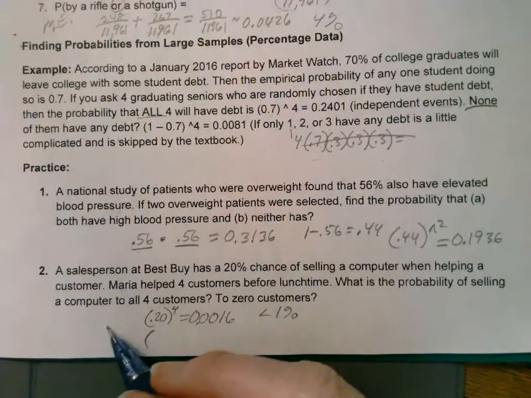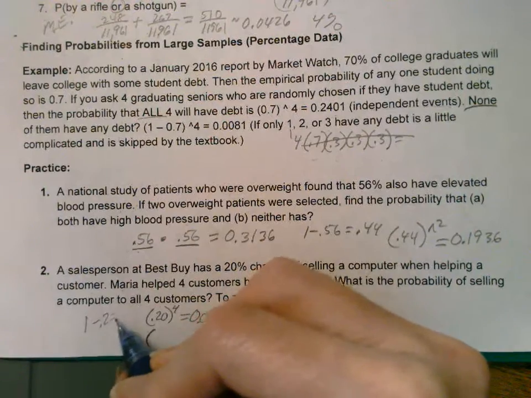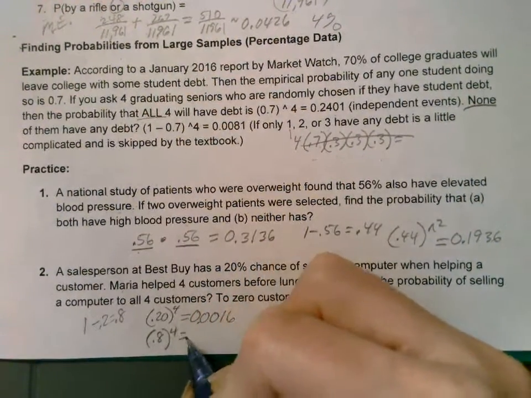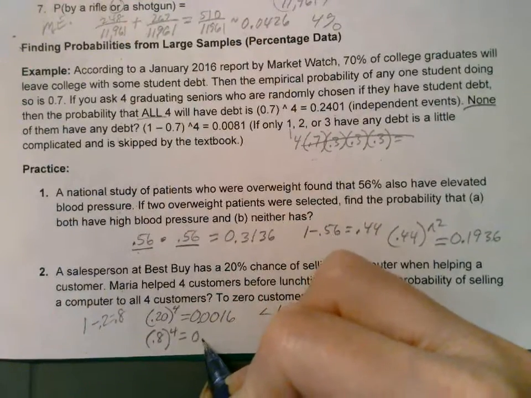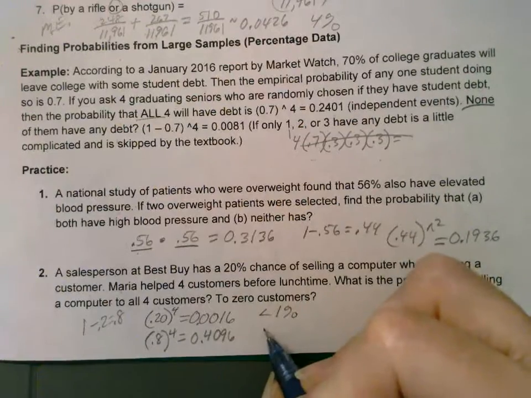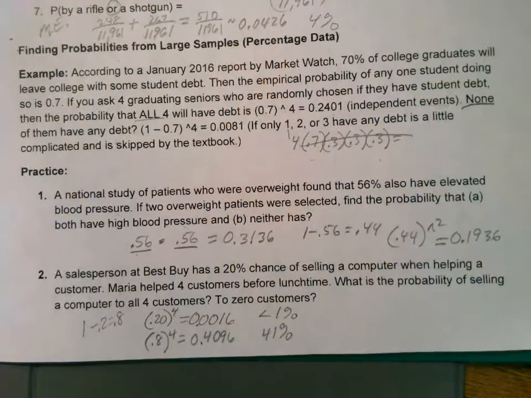Okay, probability of selling to 0 customers. 1 minus 0.2 is 0.8. Certainly more likely that you will have no takers for a computer. It comes out to about 41% of no sales for any of the 4. So that still leaves you like a 60 or 59% chance of selling to at least one person. Okay.